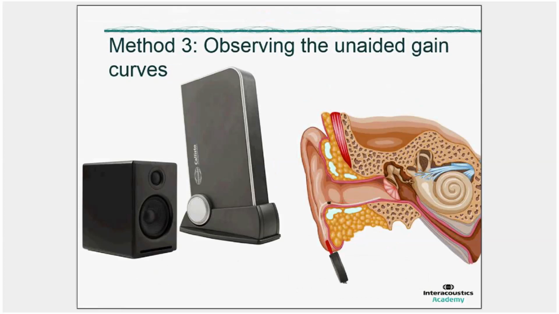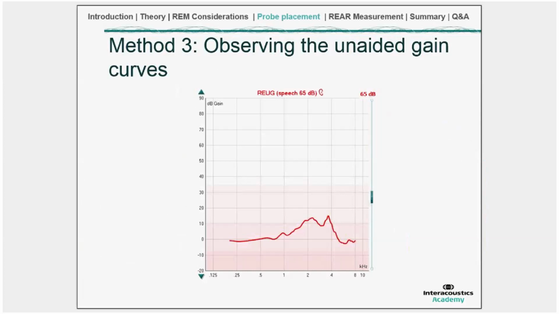Lastly, you want to verify that the probe tube is in position correctly, and you can do that by measuring something known as the real ear unaided gain. That condition is having the probe tube in the ear canal, but with no hearing aid inside, just the probe tube. You produce the sound from the loudspeaker, and then you measure how much sound is being picked up by the probe tube, and you express that as a gain curve. What we have on the next slide is an example of what a REUG curve looks like.